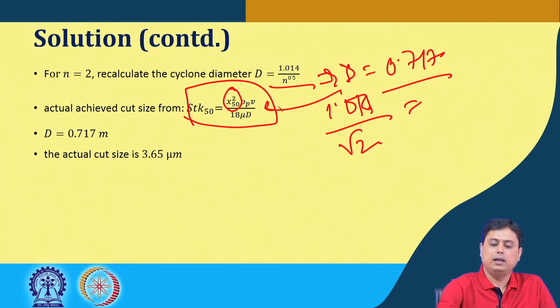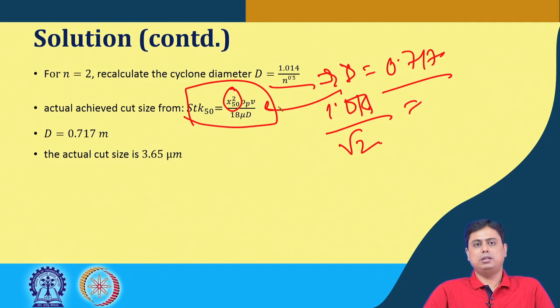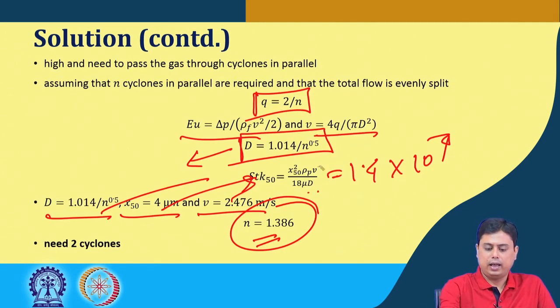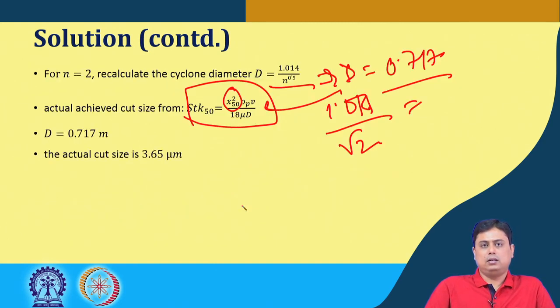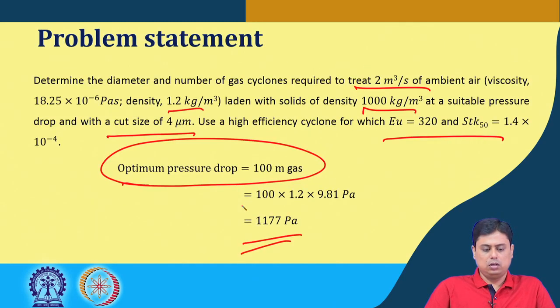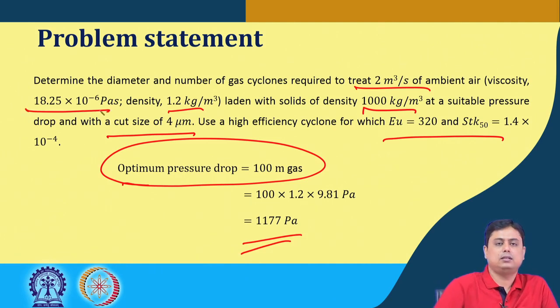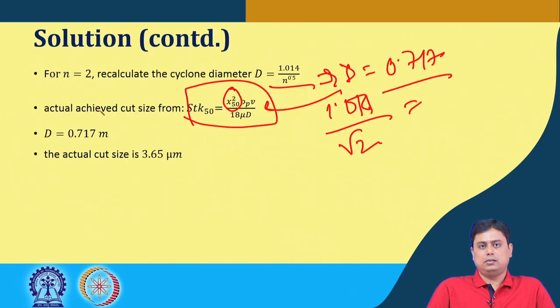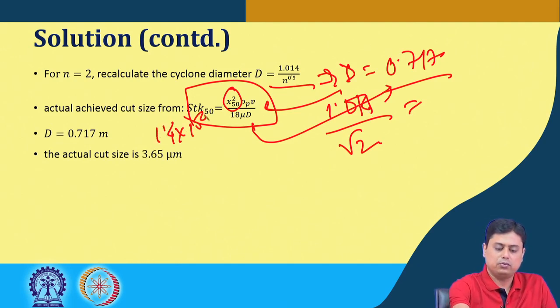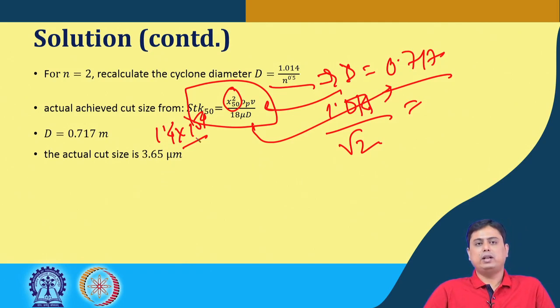Using this d in the Stokes number, rho p is 100 kg per meter cube, v is the value that we have calculated as 2.476, mu is 18.25 multiplied by 10 to the power minus 6, and d is what we have calculated, that is 0.717. And the Stokes number is 1.4 into 10 to the power minus 4. We use this, we find what x50 is, and we see that the x50 value is 3.65 micron, which is below the desired one, which means this suffices our requirement.